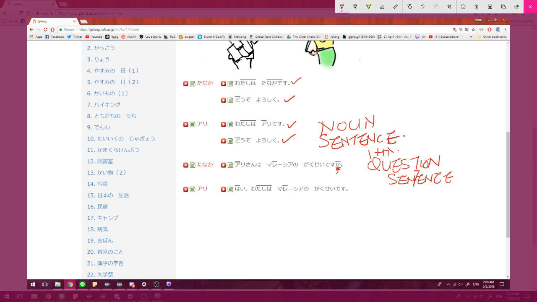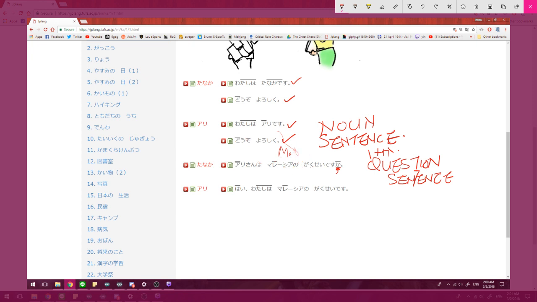So, now back to the sentence. Malaysia no gakusei means Malaysian student. So, Ari-san wa Malaysia no gakusei desu ka?